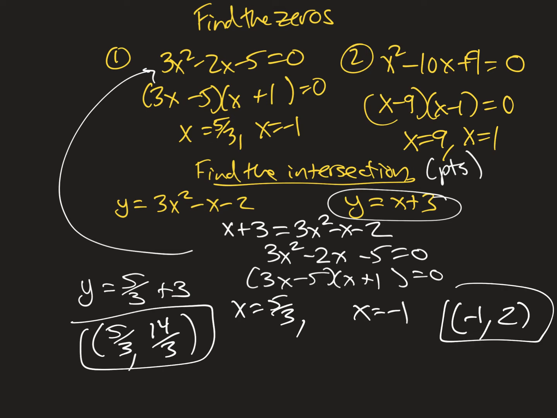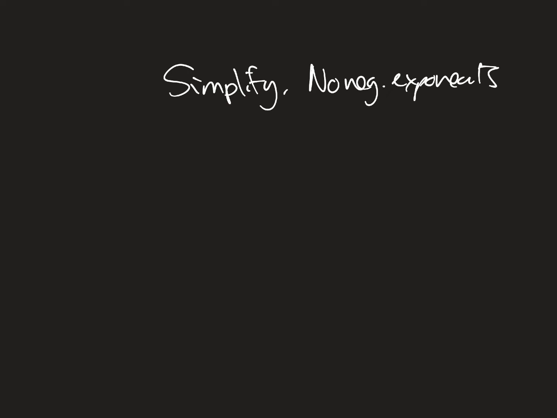Okay. Now let's move on to something else we talked about with our review of the algebra: simplifying using exponents. So let me do a new page here. Simplify, and your answer should have no negative exponents. I'm abbreviating directions here, obviously.